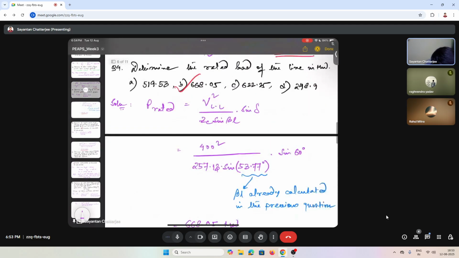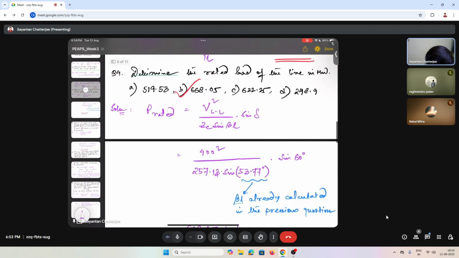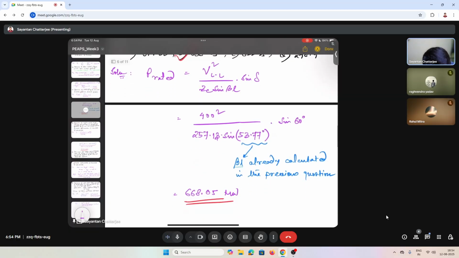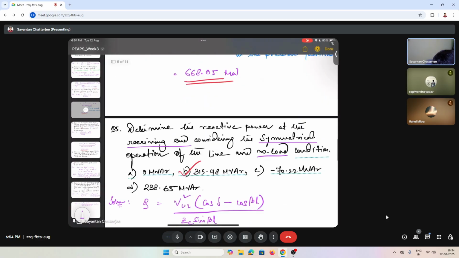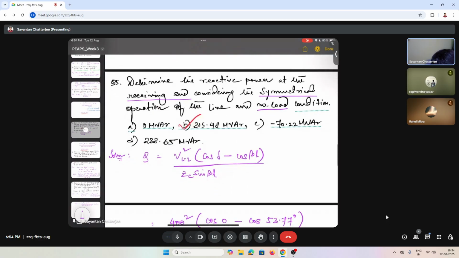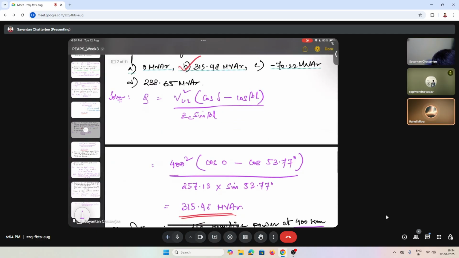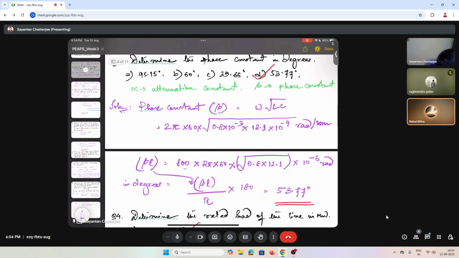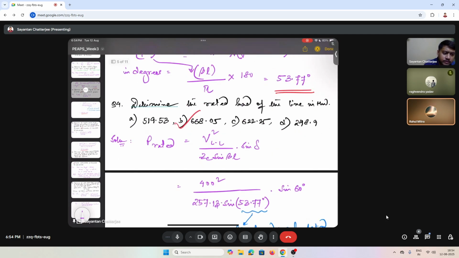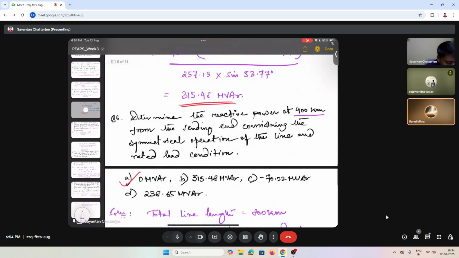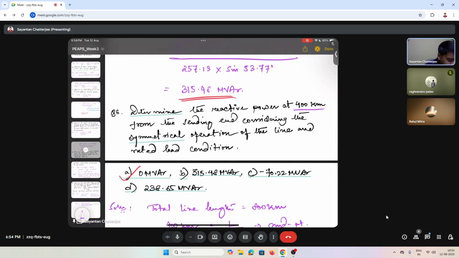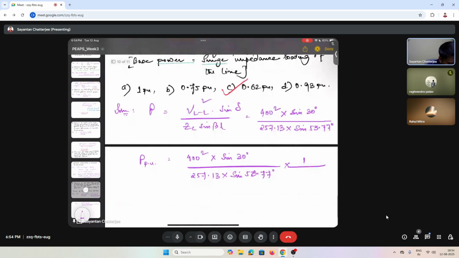C we have also calculated. Yes, this one: determine the rated load of the line in megawatts. So 668 point, at the value of X, right? Sir, all this will not be necessary because active power anyways is constant throughout the line. Since it is base power, it will just be sin 30 degree by sin 53.76.